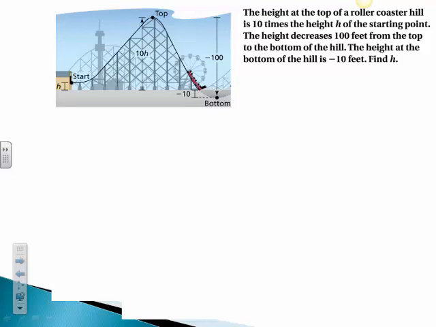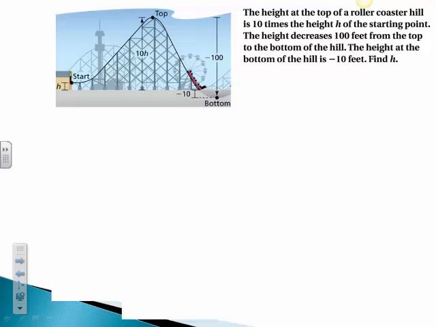All right, here we go. The height at the top of a roller coaster hill is 10 times the height h of the starting point. The height decreases 100 feet from the top to the bottom of the hill. The height at the bottom of the hill is negative 10 feet. Find h. So we are going to combine all the information they just told us in order to solve for h.